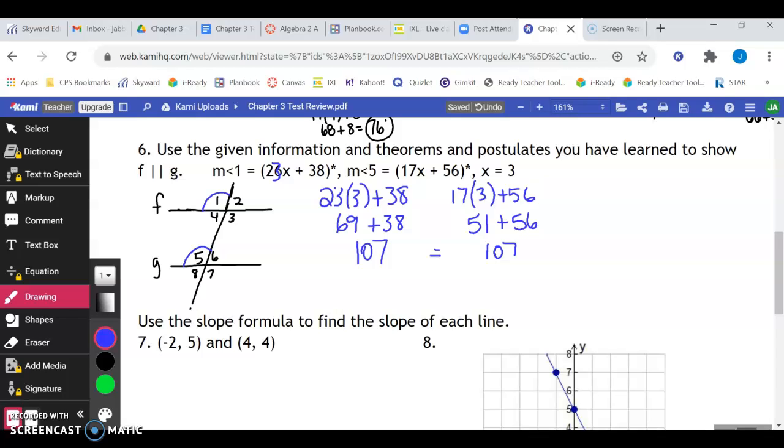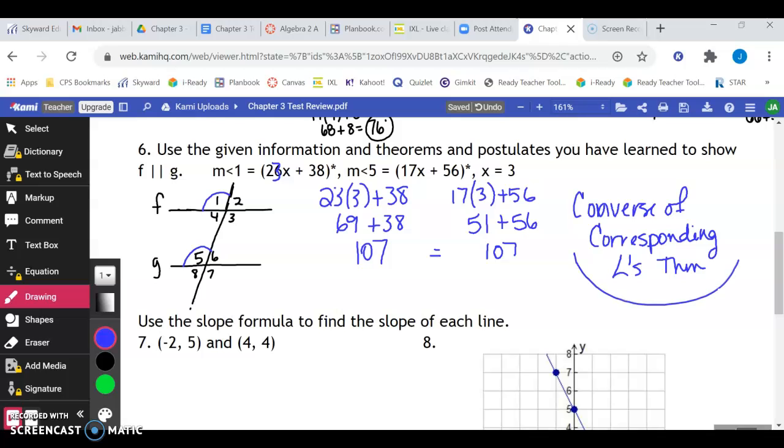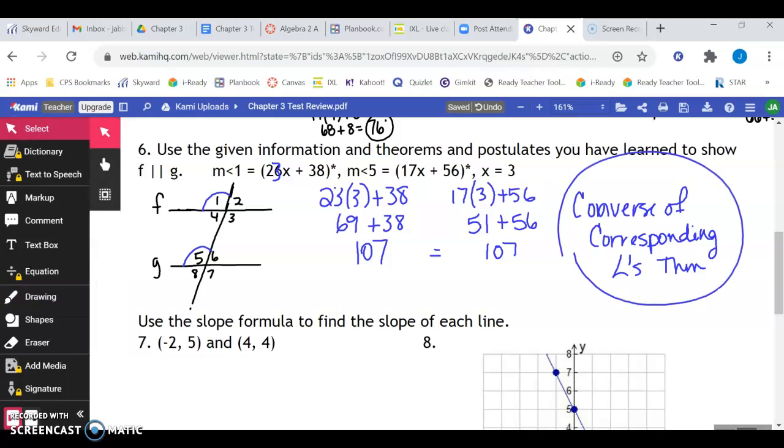So to prove that F is parallel to G, we can say that's because of the converse of corresponding angles. Because remember, if we prove that the angles are the same, then we can prove that the lines are parallel. So that's our answer there.